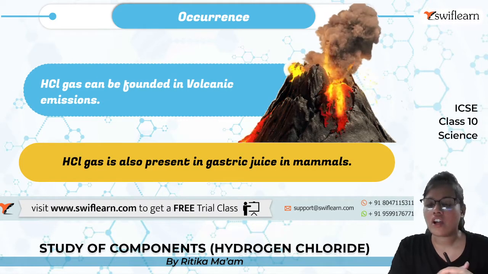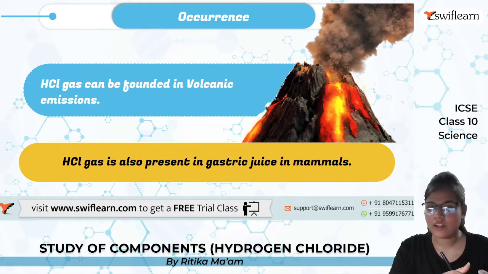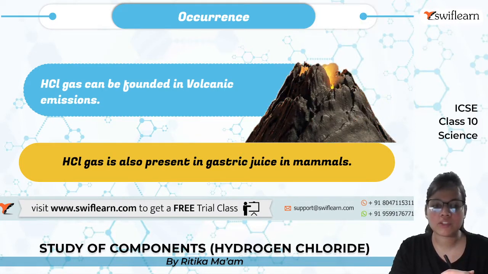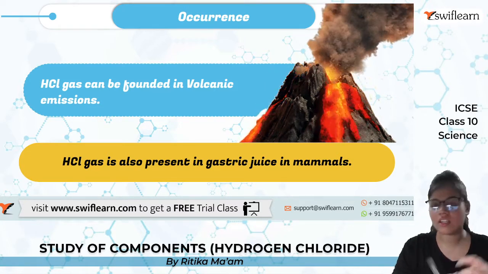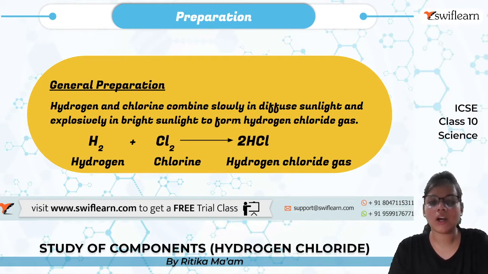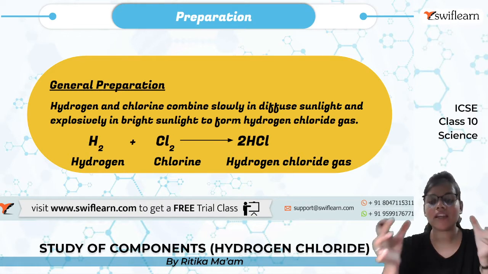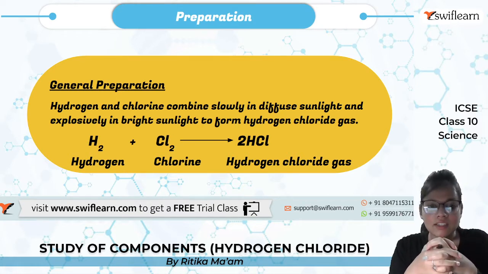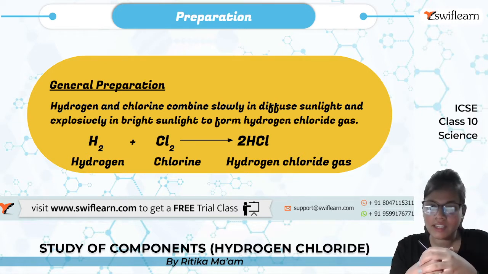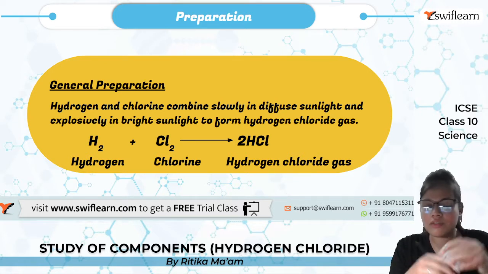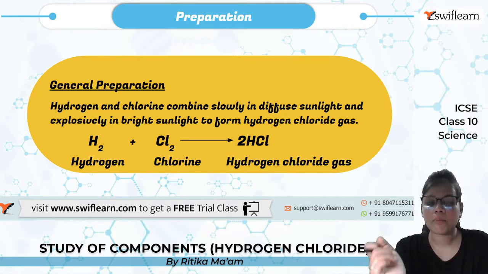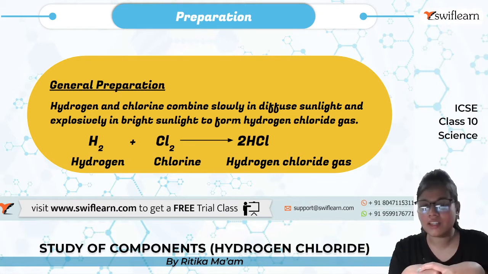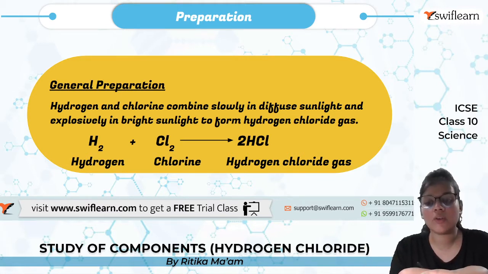If I talk about the occurrence of HCl, hydrochloric acid, it is found in volcanic eruptions, volcanic emissions, and it is also present in the gastric juices in the stomach of mammals. Now, talking about the preparation: hydrogen and chlorine combine slowly in diffuse sunlight and explosively in bright sunlight to form hydrogen chloride. So if the sunlight is a bit less, they combine slowly, but if we have bright sunlight, they combine in an explosive manner to form hydrogen chloride gas.